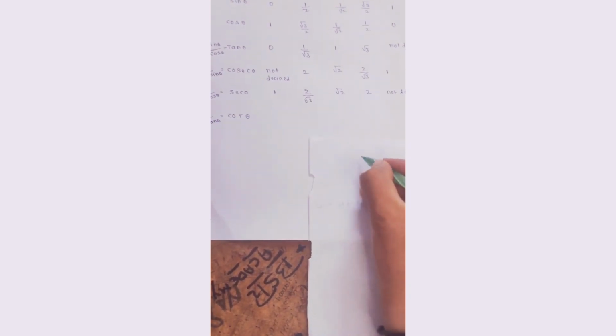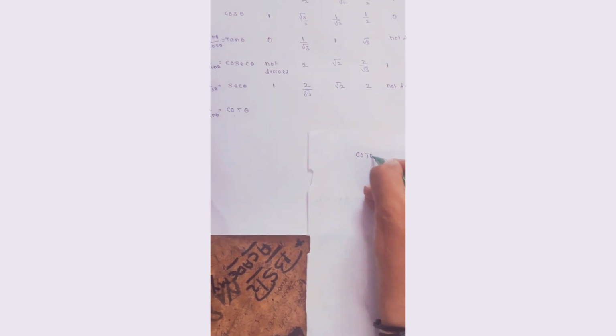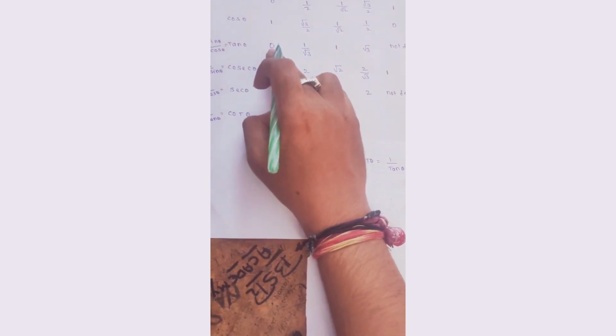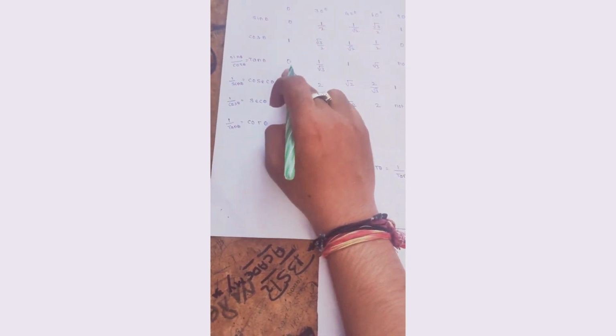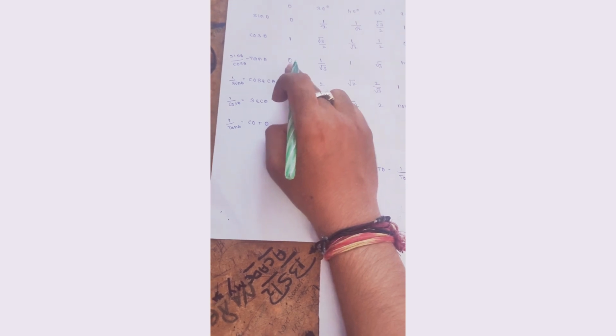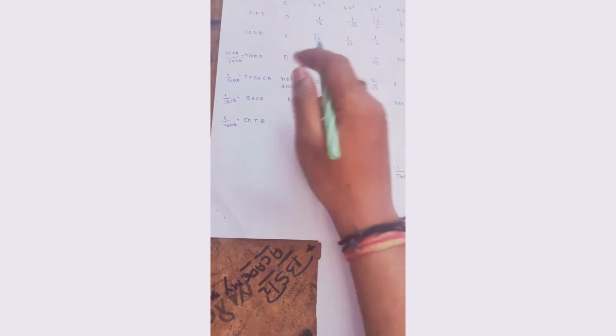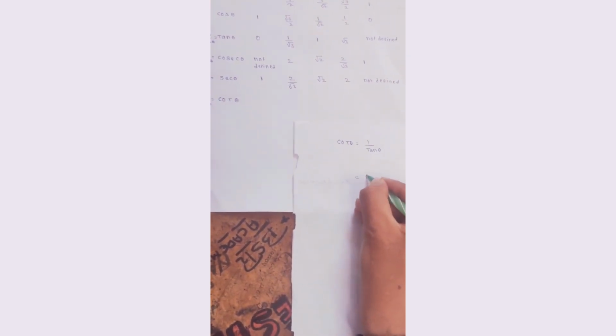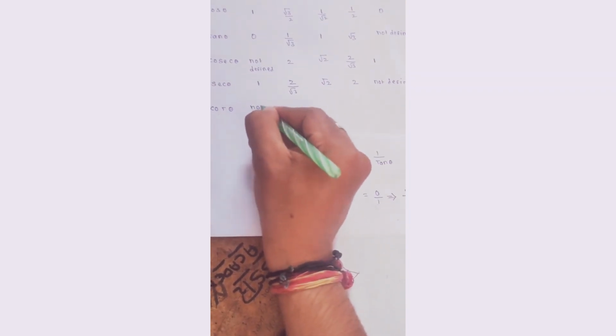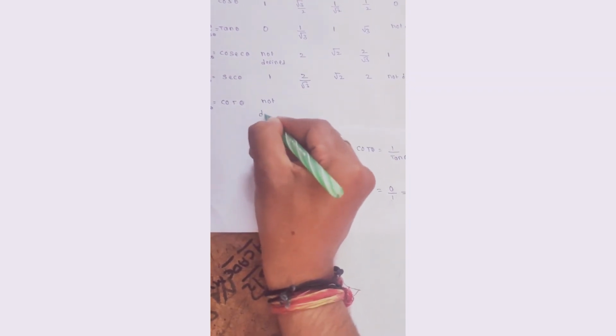So now I said cot theta. Cot theta is the reciprocal of tan theta, that is, 1 by tan theta. See here, tan theta value here is 0, so 0 by 1 we are writing. The reciprocal of this will be what? 0 by 1 we are writing, and that reciprocal is nothing but 1 by 0. 1 by 0 is once again not possible, right? That is nothing but not defined.